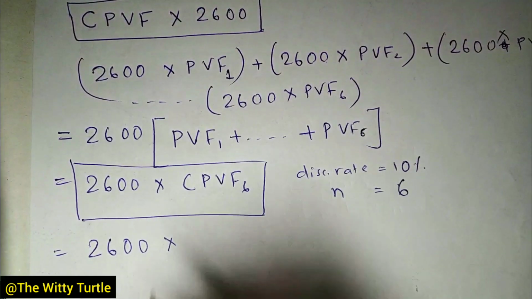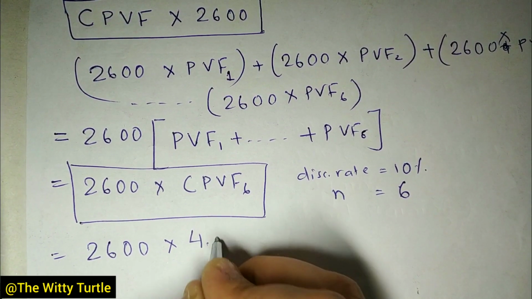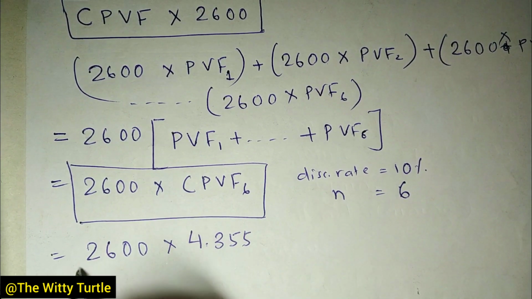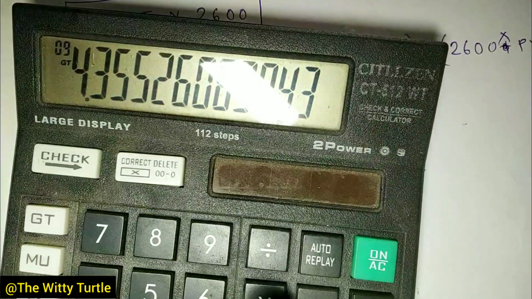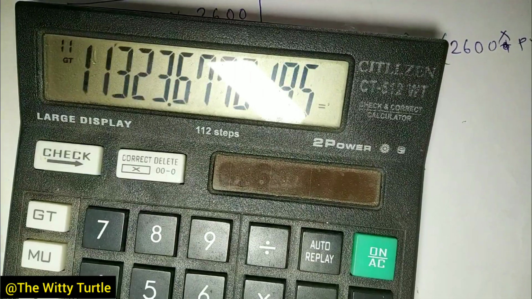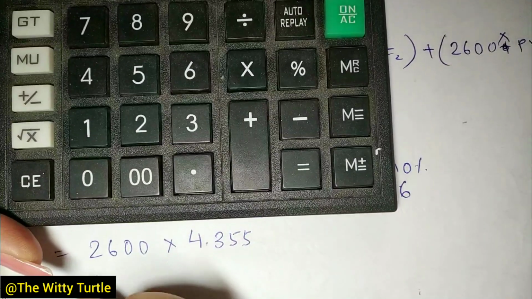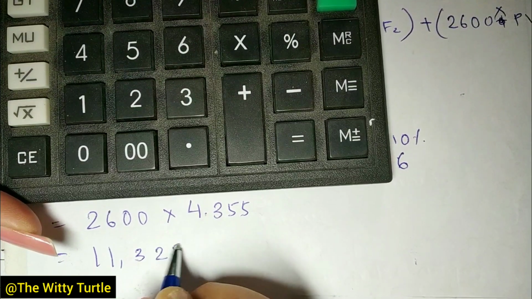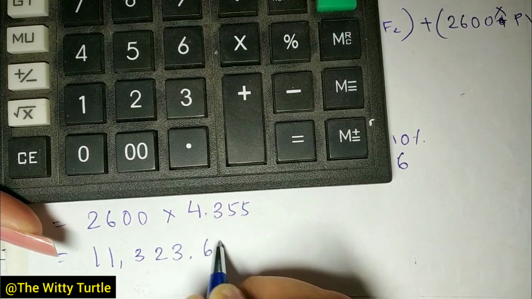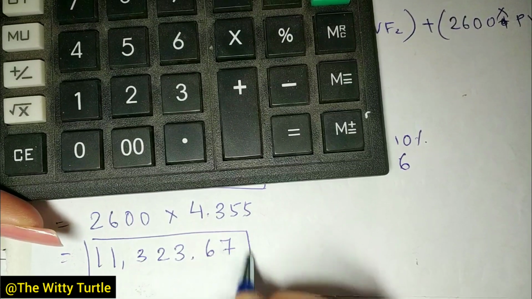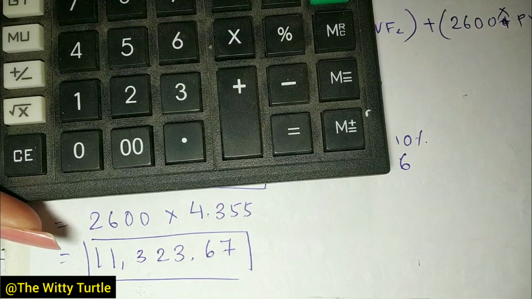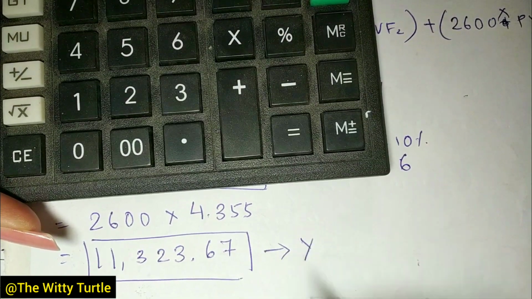So this amount will be your 4.355, right? So इसको मल्टीप्लाई आप कर दो, कितना आ जाएगा? This will come as your 11,323.67. So ये क्या हो जाएगा? ये आ जाएगा आपका एनुअल रिपेयर कॉस्ट फॉर योर मशीन Y, right?